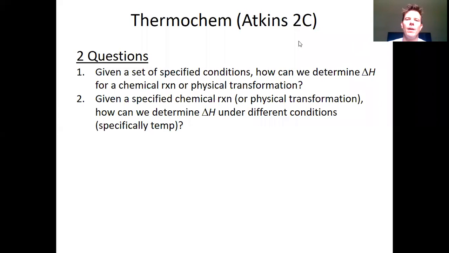Okay, hi everyone. We're talking about our last topic in chapter 2, thermochemistry. And there's really two questions that I want to answer. The first is right here. Given a set of specified conditions, how do we determine delta H for a chemical reaction or physical transformation? Physical transformation means phase change.